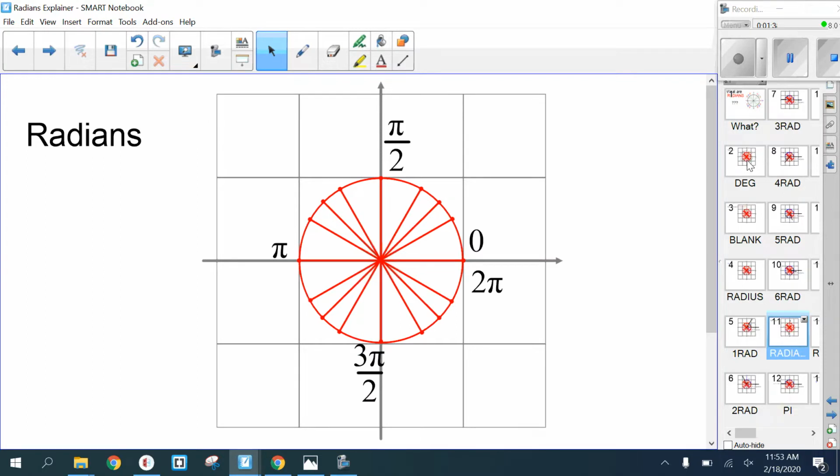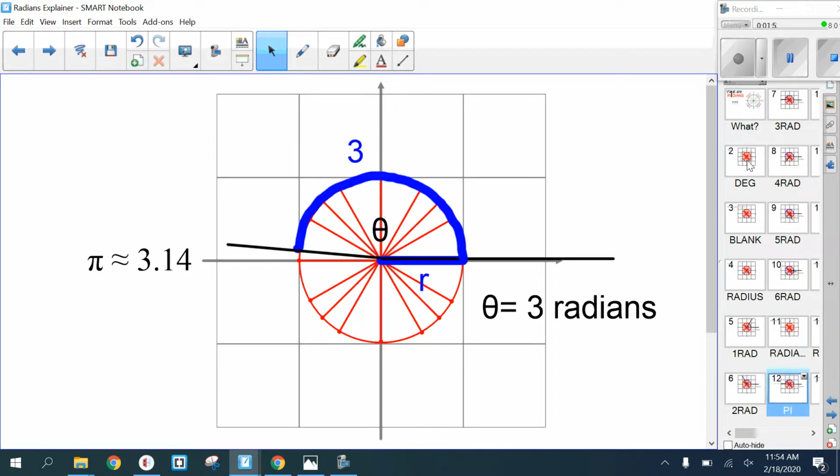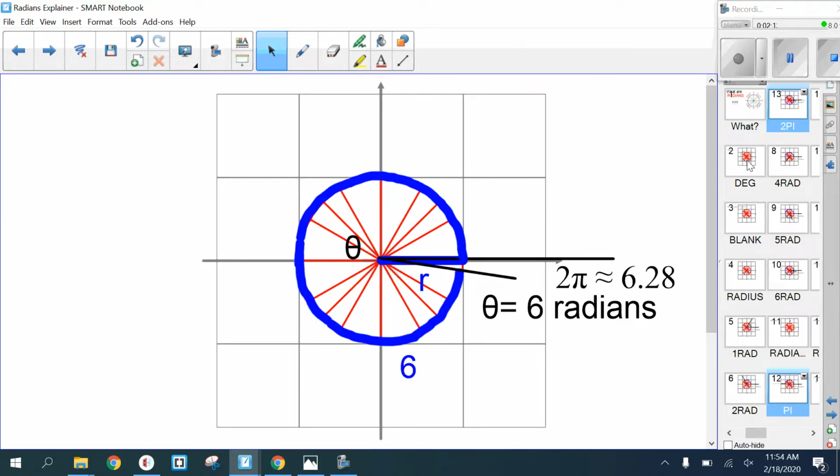Okay? In radians, you're going to be in terms of pi. All right? So we can see 0 and pi over 2 and pi and 3 pi over 2 and 2 pi is all the way around. So we wouldn't say 360 degrees. We'd say 2 pi. If you go halfway around is called pi. And we know pi is about 3.14, so it should make sense that 3 radians is almost halfway around. 3 radians is almost to 3.14. When we say 3.14, we're talking about 3.14 radians. And we know 2 pi is about 6.28, so 6 radians is almost all the way around.